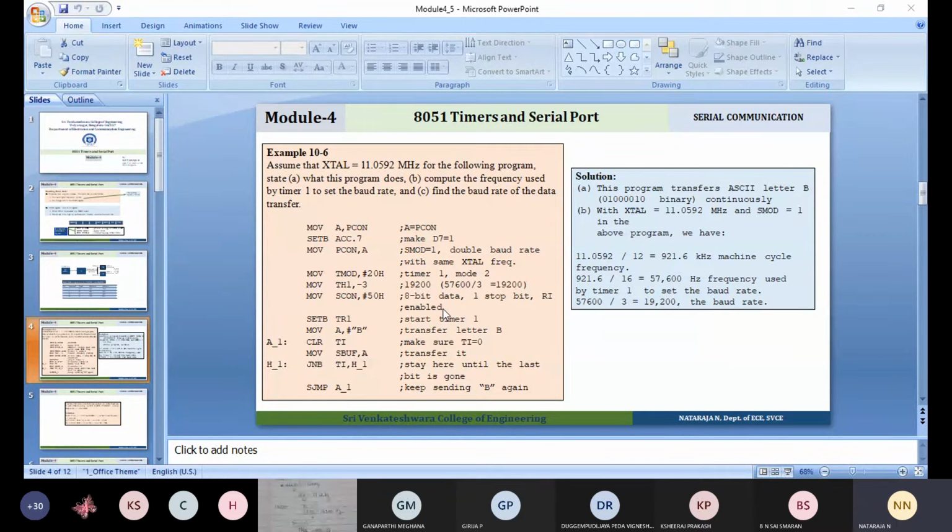Baud rate is not having any unit. You don't mention hertz after finding the baud rate. Don't mention that. 19,200 like that, you have to mention.